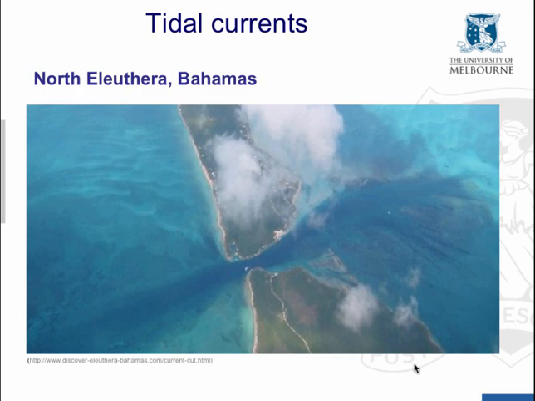Now that current is effectively a wave. And because the wavelength of these waves are very large relative to the depth of water, we can use the shallow water equation for the wave velocity, which is the square root of gravity times depth, which we've encountered before. So in an ocean with a depth of around 4 kilometers, the velocity of that wave is around 200 meters per second.